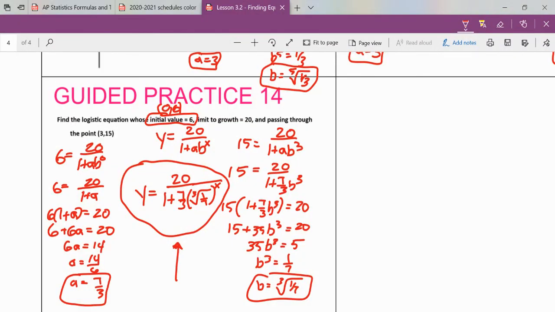So there's the work here if you need to look at that and go through, double check your work. Obviously pause the video and go through it. So there you go, there's lesson 3.2, kind of a long one, but it covers a lot of material. Simply, the whole idea was being able to find equations: logistic, logarithmic, and exponential.